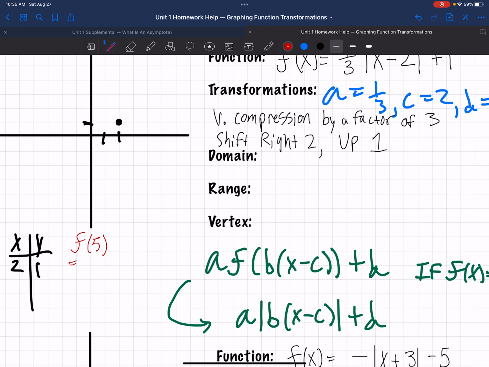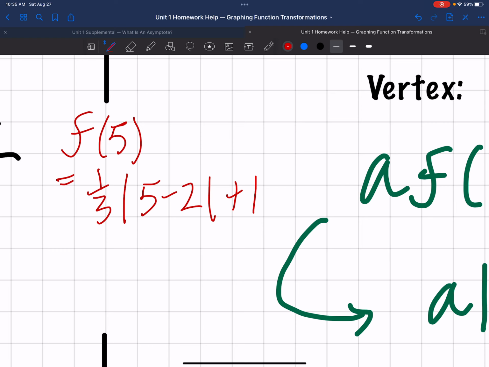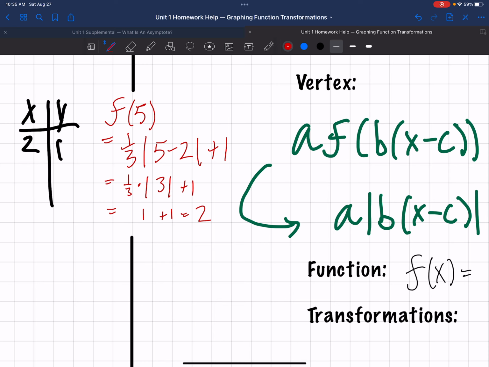f of 5 is 1/3 times the absolute value of 5 minus 2, plus 1. Right? Well, what's the absolute value of 5 minus 2? That's 1/3 times absolute value 3 plus 1. That's 1/3 times 3. That's 1. And 1 plus 1 is 2. So when my input is 5, I get out 2.